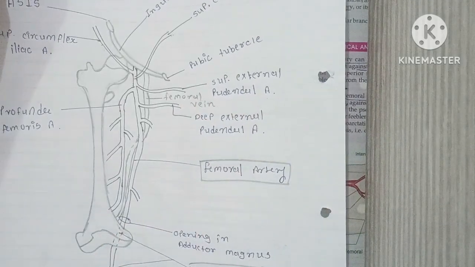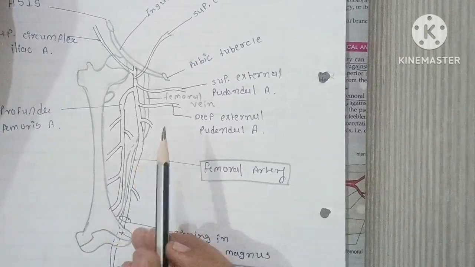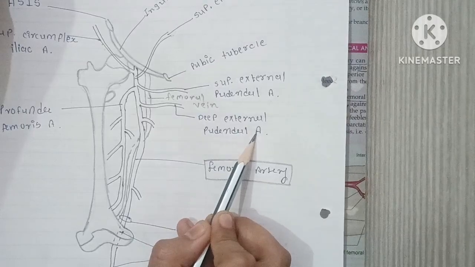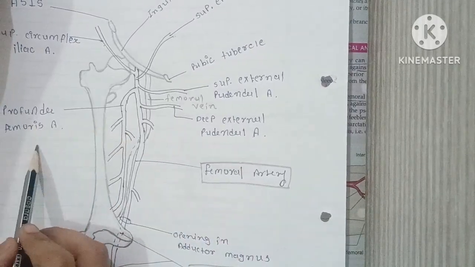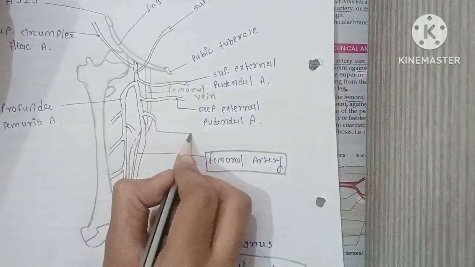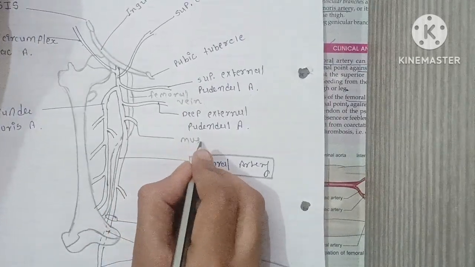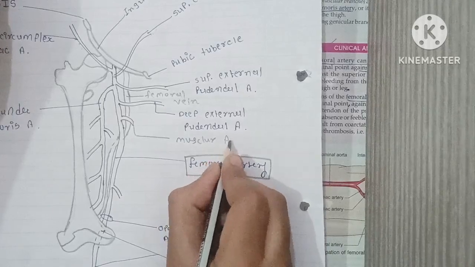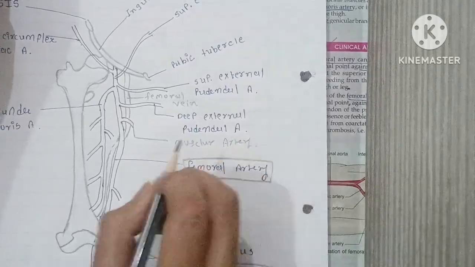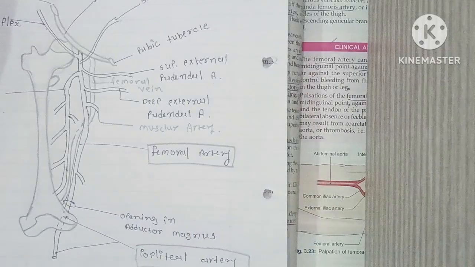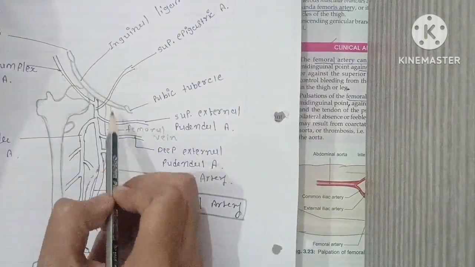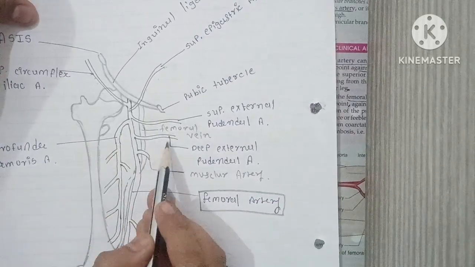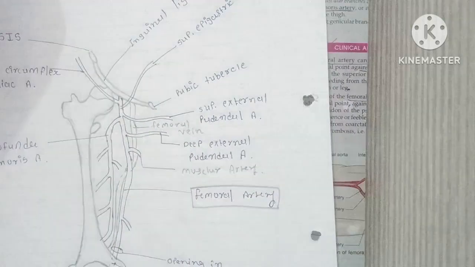Then comes the deep branches of the femoral artery. This one is the deep external pudendal artery, then the profunda femoris artery, and this smallest one is the muscular branch of the femoral artery. So these 3 are the superficial branches and these 3 are the deep branches of the femoral artery.